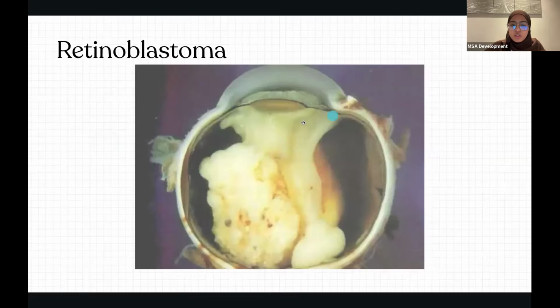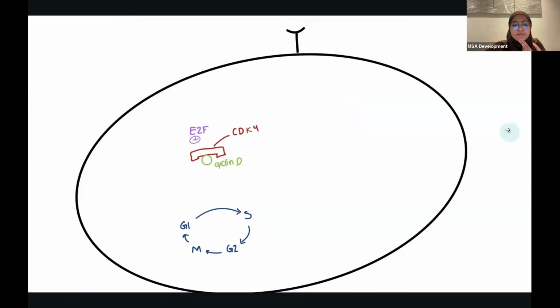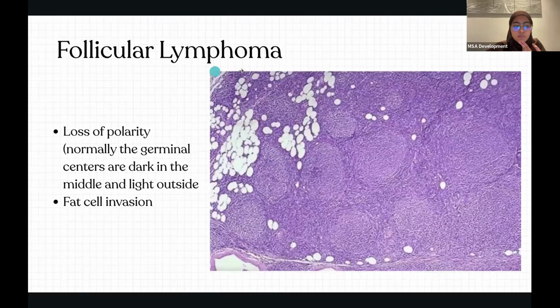So that's how retinoblastoma occurs. Just remember retinoblastoma: retino, the eye, and blastoma, cancer in the eye. Moving on to follicular lymphoma.